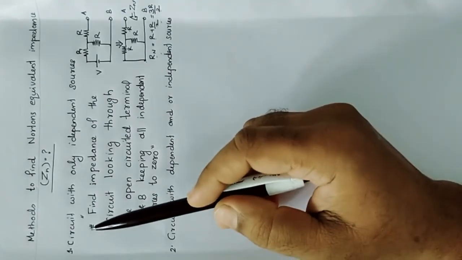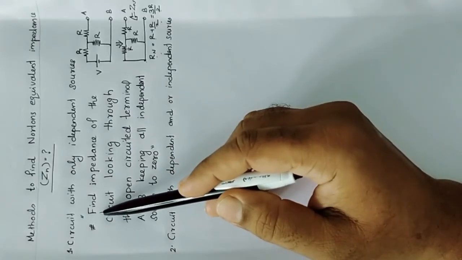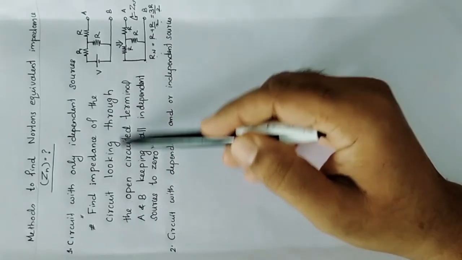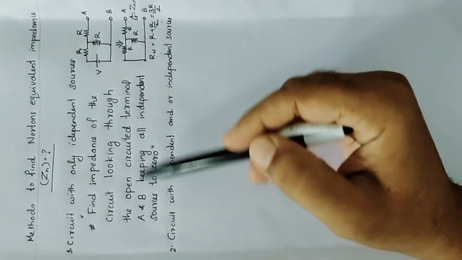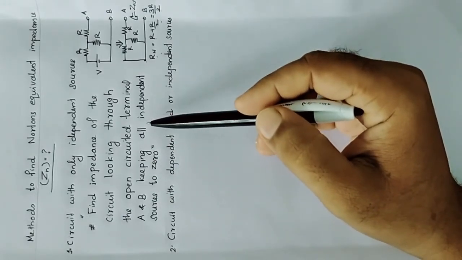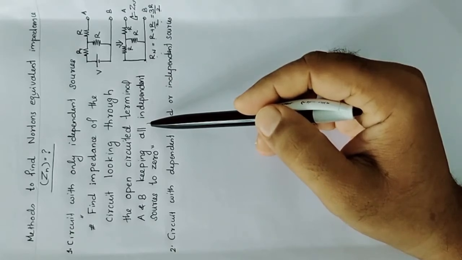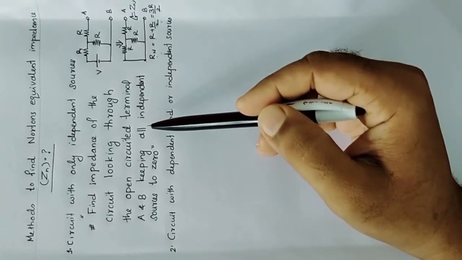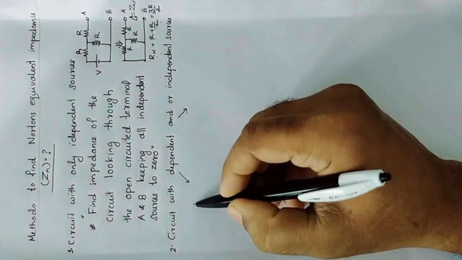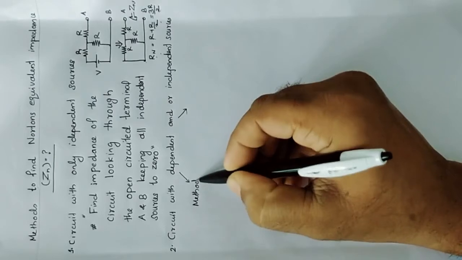In general, we can say like this. In order to obtain the Norton equivalent impedance, we need to find the impedance of the circuit looking through the open circuit terminals A and B, keeping all independent sources at zero. We know a voltage source is made zero by short circuiting, and a current source is made zero by open circuiting its terminals. In the second case, that is a circuit with dependent and/or independent sources, there are two methods to find the Norton equivalent impedance: method 1 and method 2.